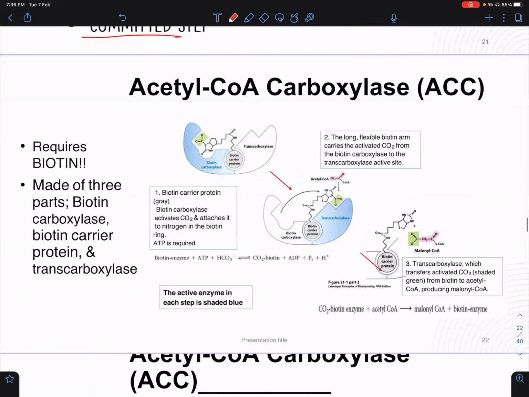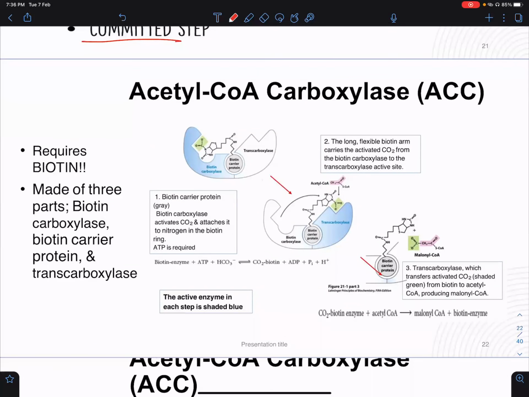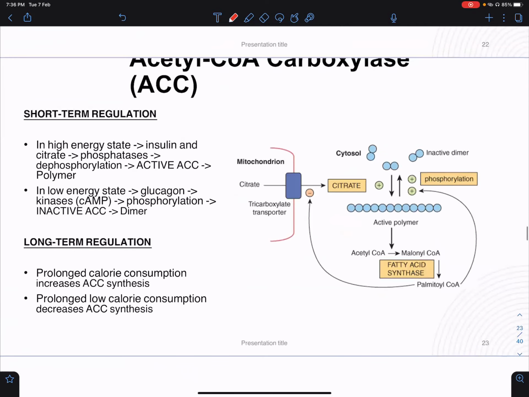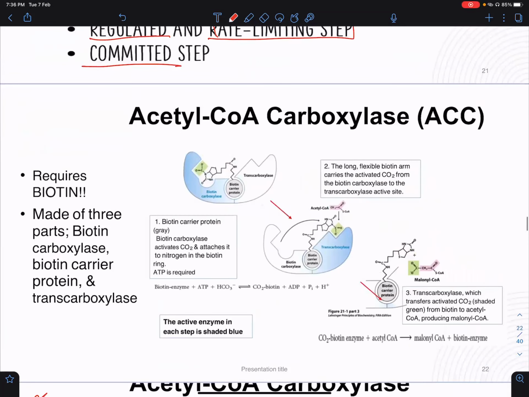Now, let's talk more about the function of the rate limiting enzyme. This enzyme is extremely important, so we need to know everything about it. Not necessarily the other slides, but this slide is really, really important. A lot of the questions are tested on this slide. This is just the main function of the ACC. So it's made of 3 parts: the biotin carrier protein, the biotin carboxylase, and the trans carboxylase. These are the 3 components of the acetyl-CoA carboxylase.